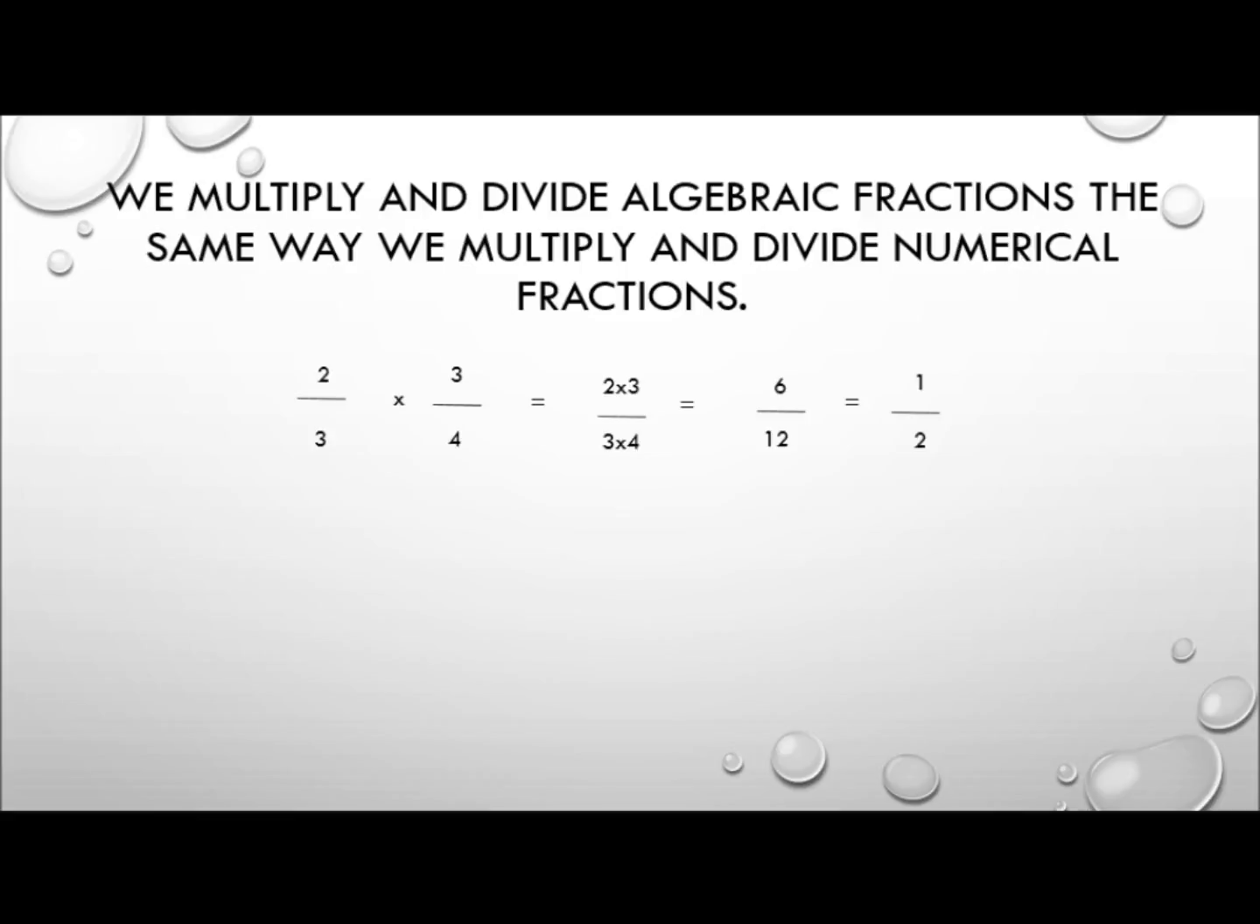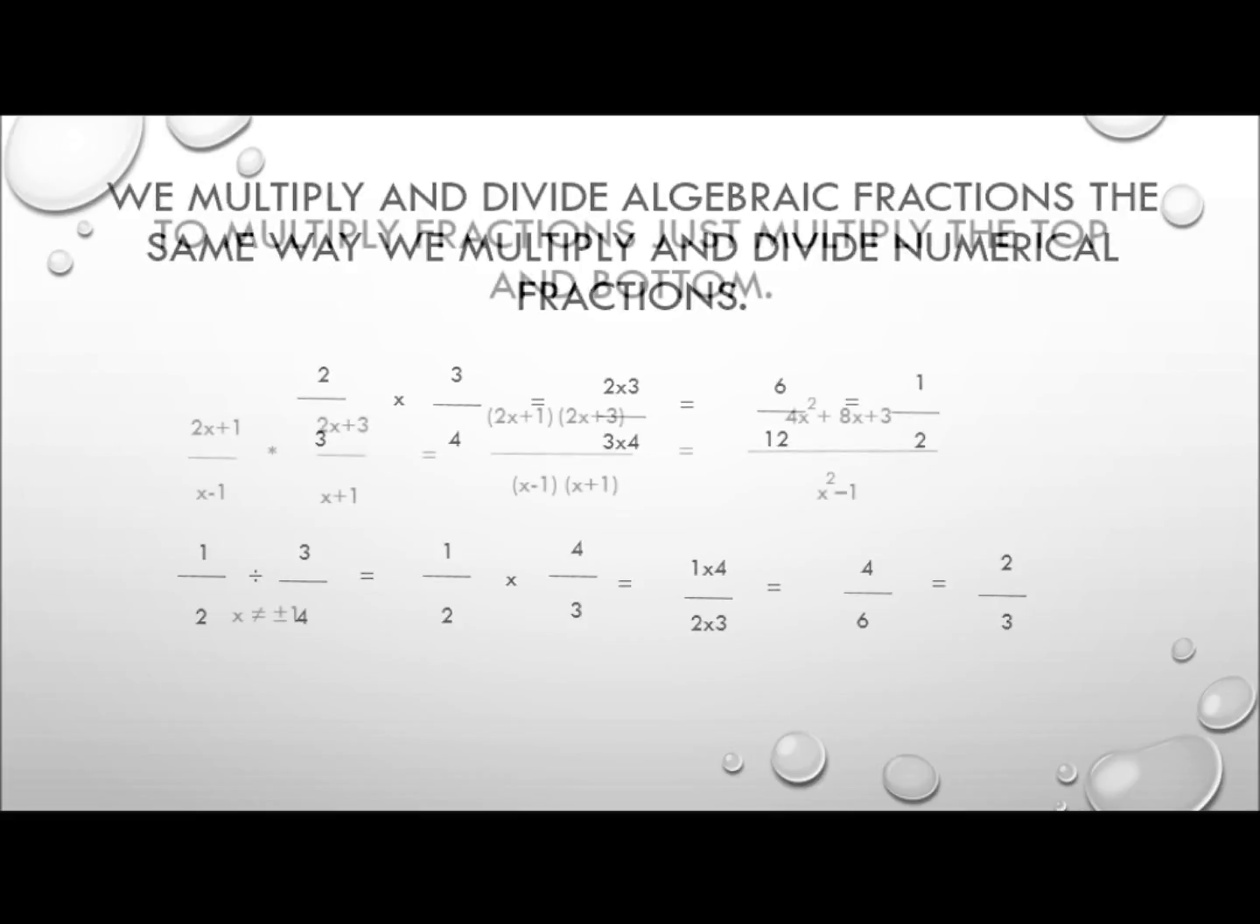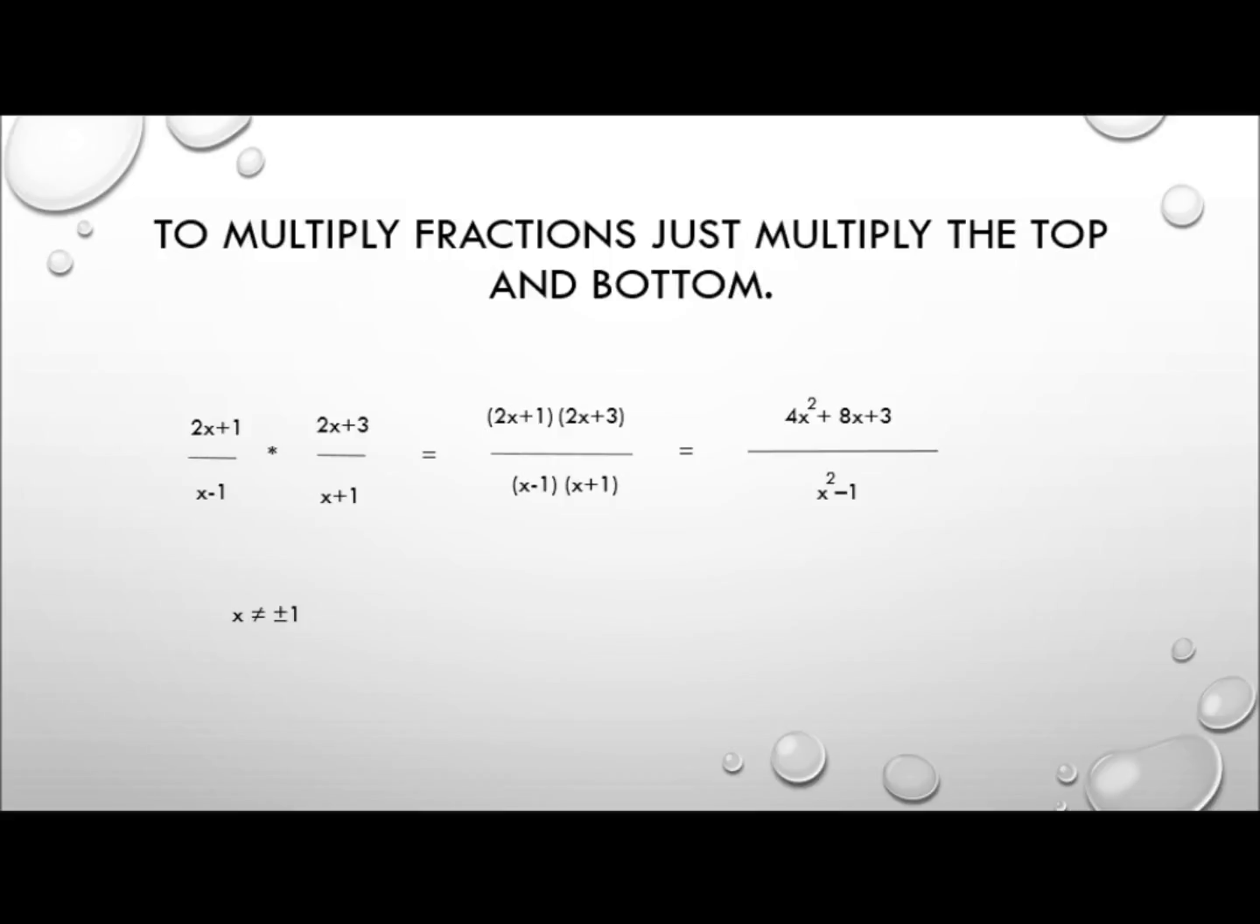With numerical fractions we just multiply the top and the bottom. And when dividing numerical fractions we just invert and multiply. To multiply fractions, just multiply the top and the bottom.